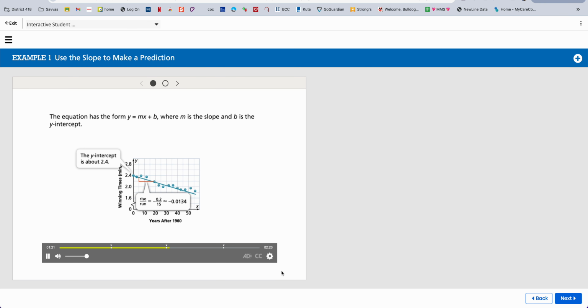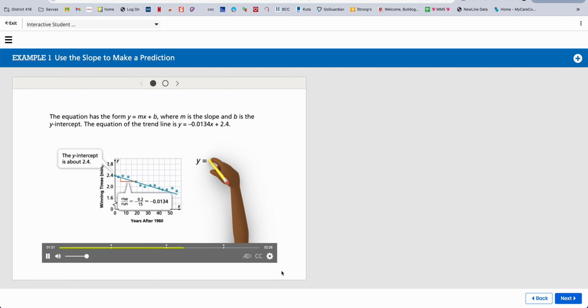Use the general formula y = mx + b, where m is the slope and b is the y-intercept. The equation of the trend line is y = -134/10,000 x + 2 4/10. Now you can use the equation of the trend line to predict what might be the winning time in 2026. To make this prediction, we need to figure out what value of x to substitute into the equation. What value should we use?